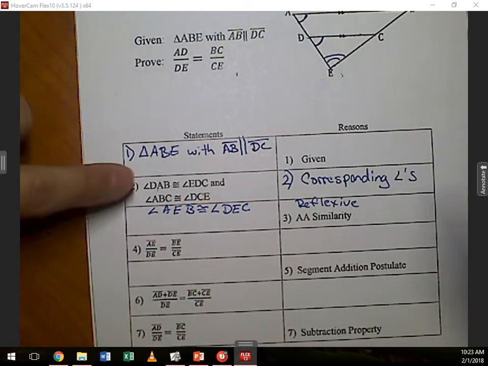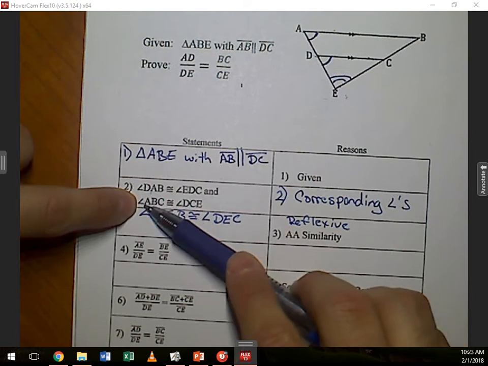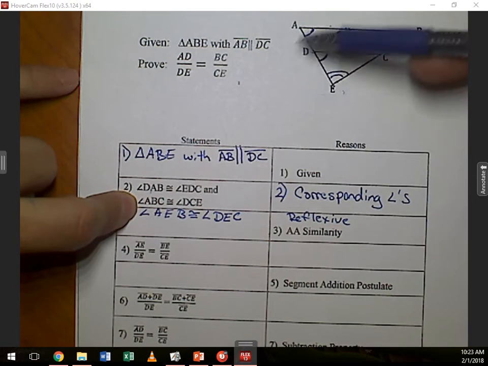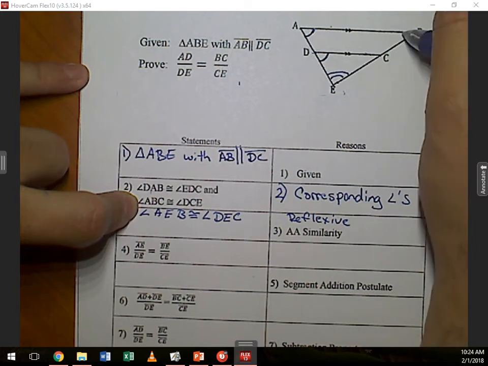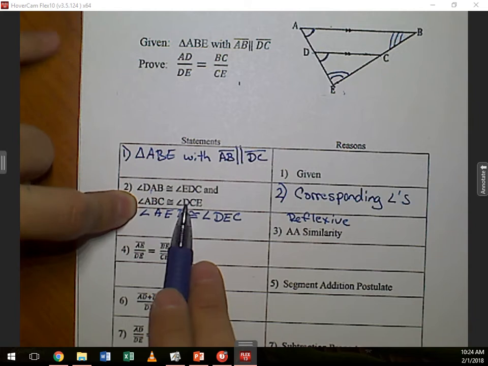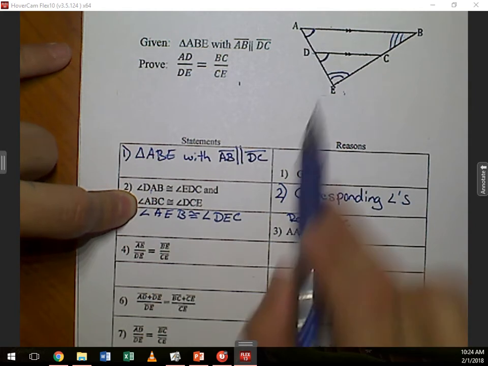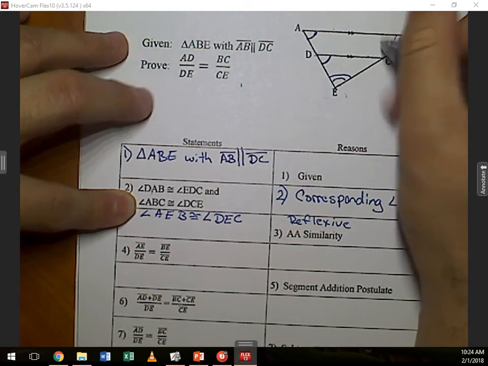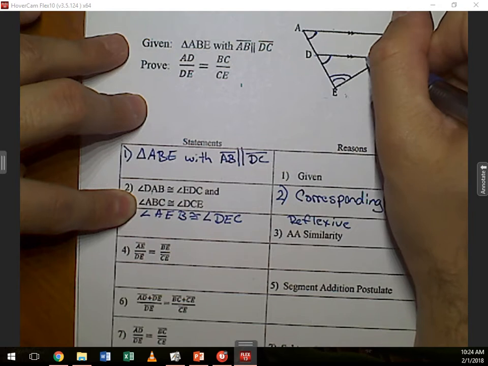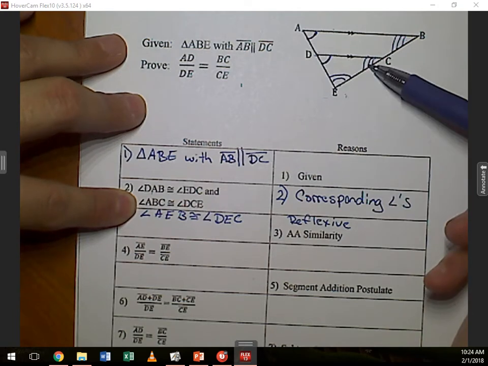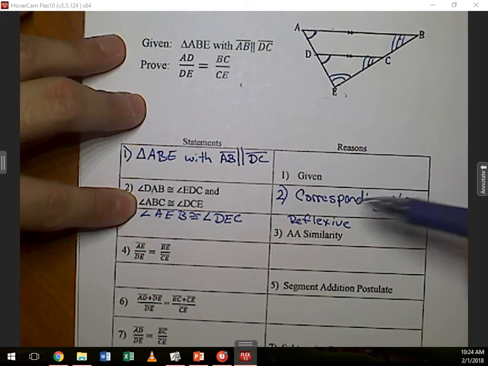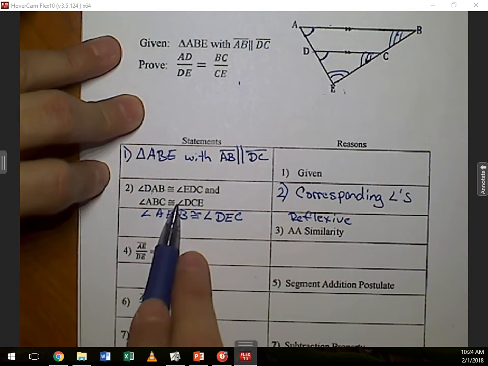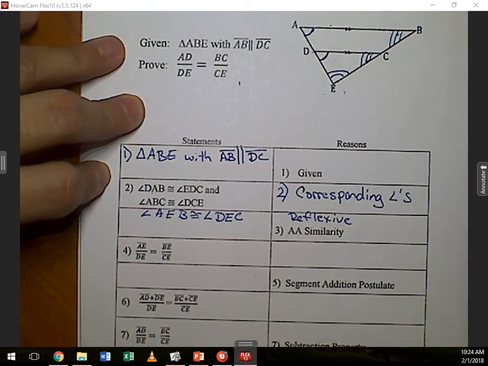Now they also gave you this one right here, ABC, which is this angle right here. I'm going to mark it with 3. It is congruent to DCE. That's this one right here. Now, why are these two going to be congruent to each other? Because they are also corresponding. So both these together are going to be my corresponding.